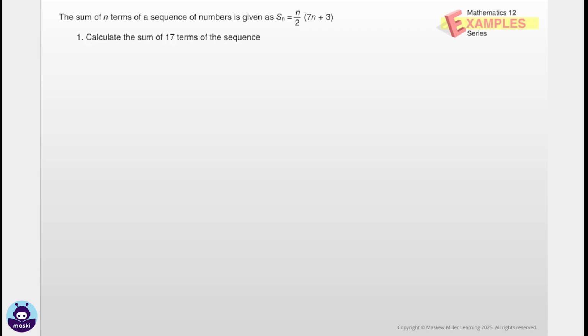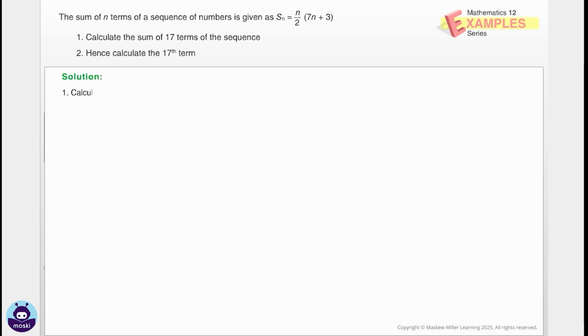Example 3. The sum of n terms of a sequence of numbers is given as Sn equals n over 2 times (7n plus 3). Calculate the sum of 17 terms of the sequence. Hence, calculate the 17th term.